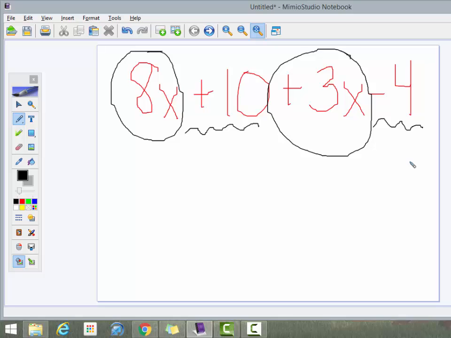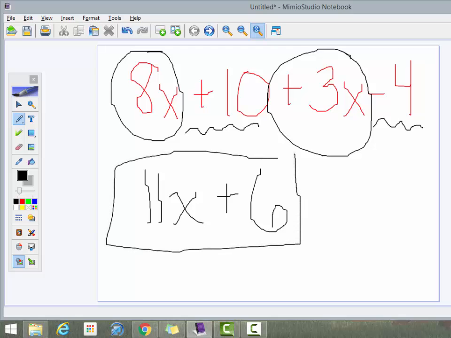In order to start, I'm going to combine the x's. So from left to right, 8 plus 3 gives us 11 with that same variable of x. Next, I'm going to go into the whole numbers. So a positive 10 minus 4 gives me 6, but it's still a positive 6, which is why I'm going to put the plus sign. 11x plus 6 is considered to be your final answer because those are unlike terms. The 11 has an x, the 6 does not, so I cannot combine them any further.